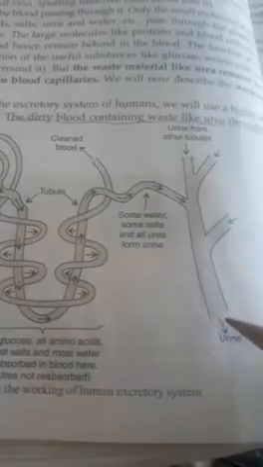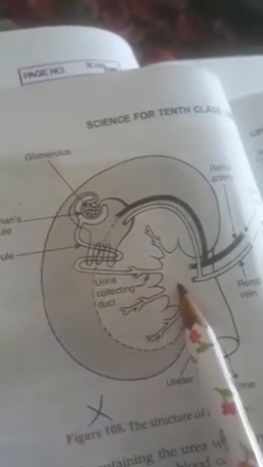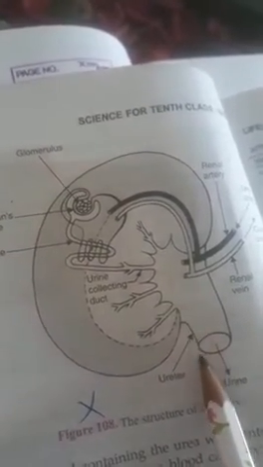Okay, so further from this collecting duct only the urine will be there. See, now this is the collecting duct. Okay, so it is attached to the ureters. Okay, so ureters will go to the urinary bladder. The urine will be stored and the urine will be passed out from the urethra.